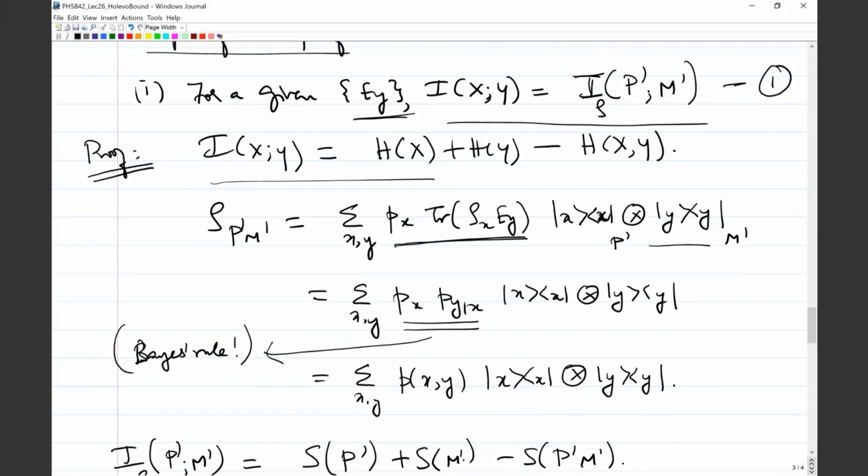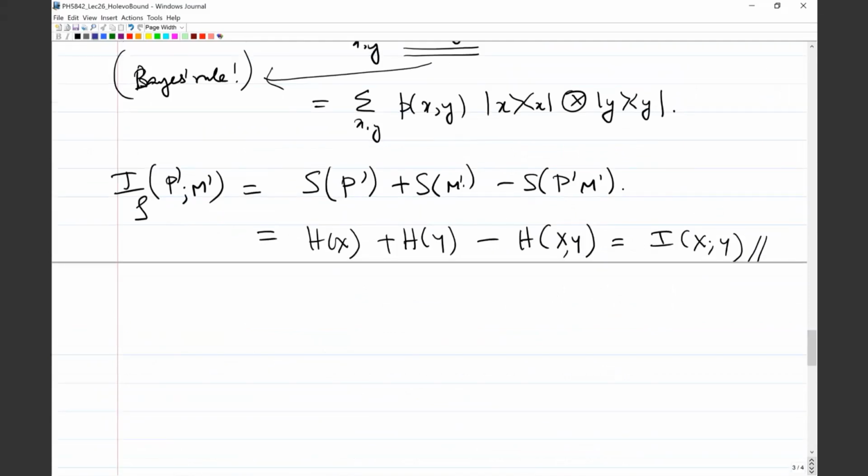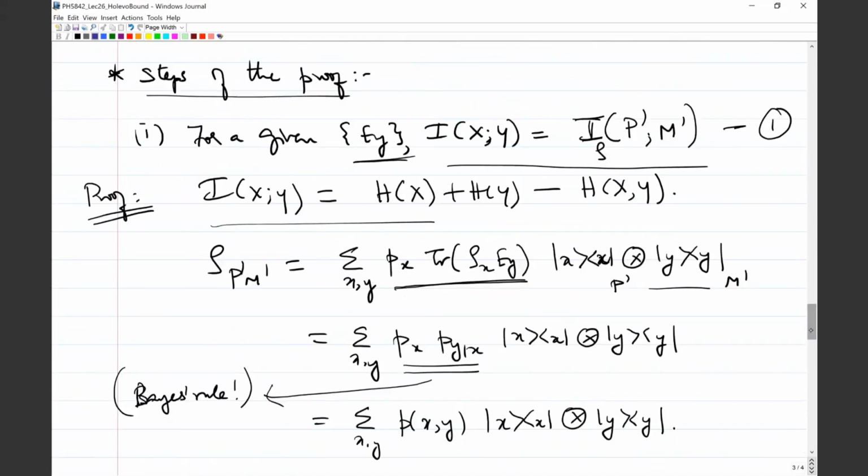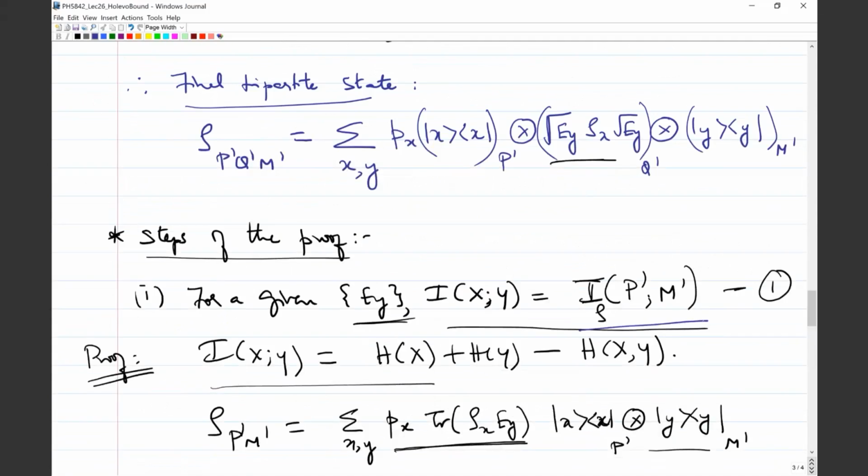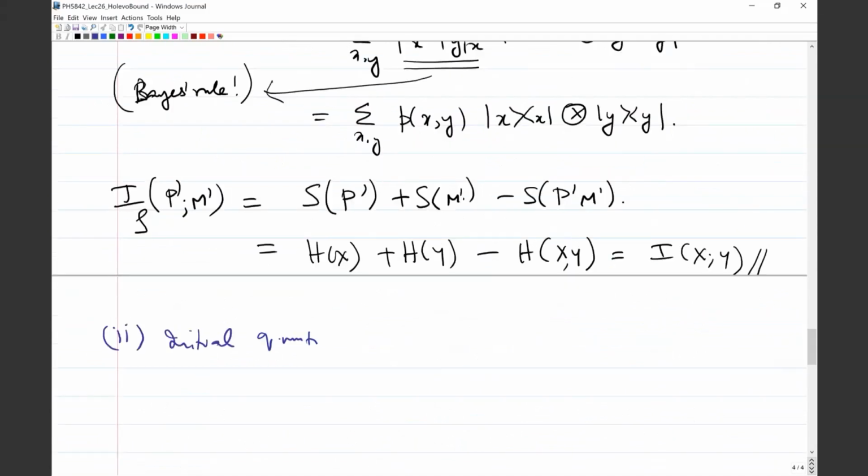So what's on the right-hand side? The second step, I think I may have reversed the order, but it doesn't matter. So you note that what's on the left-hand side of the Holevo result is nothing but the quantum mutual information of the final state, right? So now I want to write down what is the quantum mutual information of the initial state. So where did we start? What is the initial quantum mutual information?